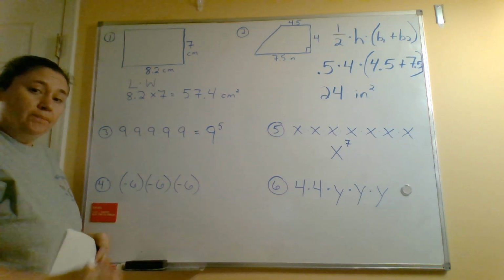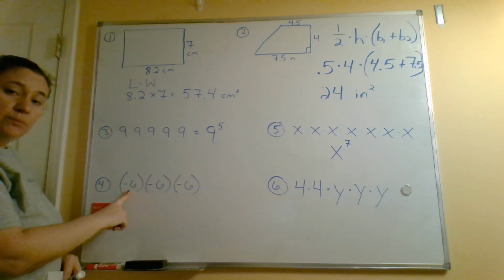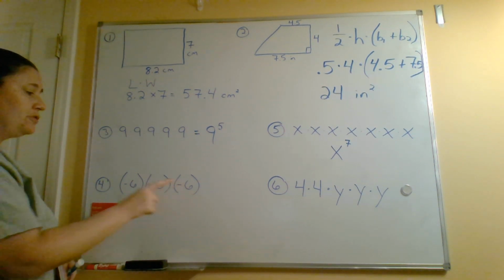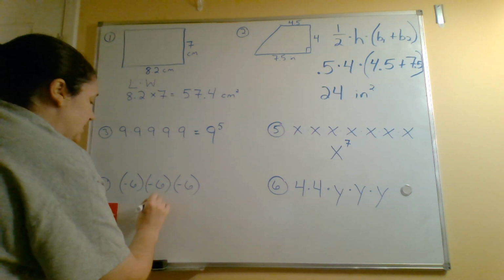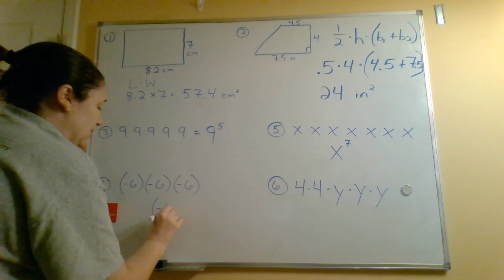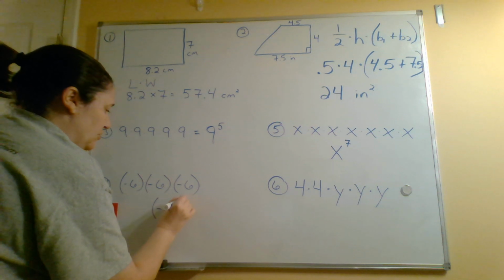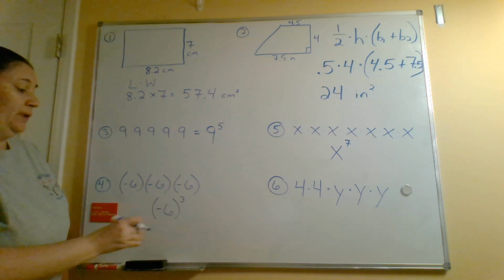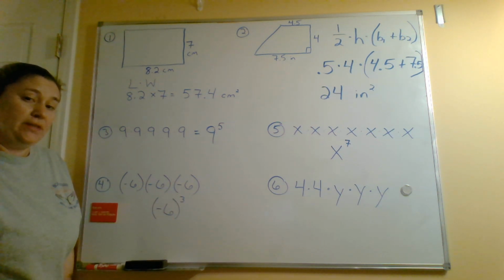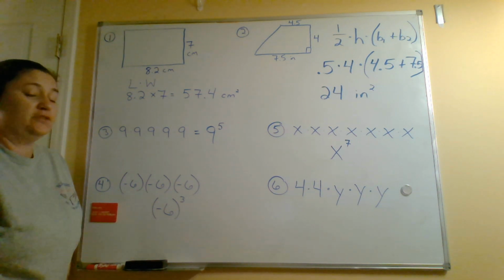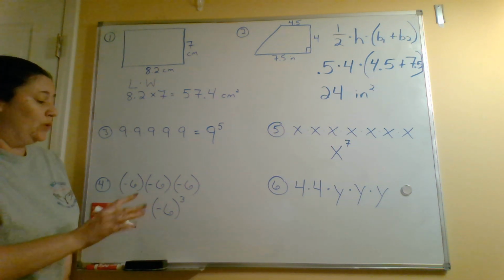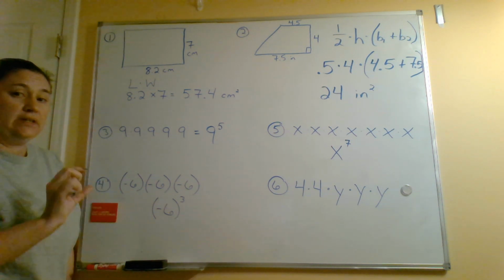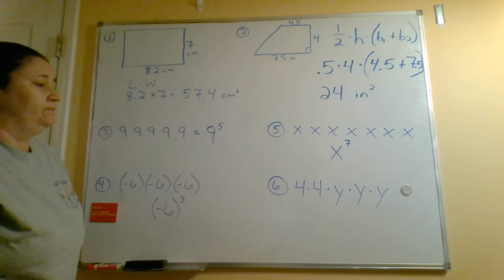For number 4, we have -6 in parentheses written down 3 times. That means this is -6 in parentheses to the 3rd power. The parentheses are important. If you left the parentheses off, then this would have to be marked wrong, because with parentheses and without parentheses are 2 different problems.